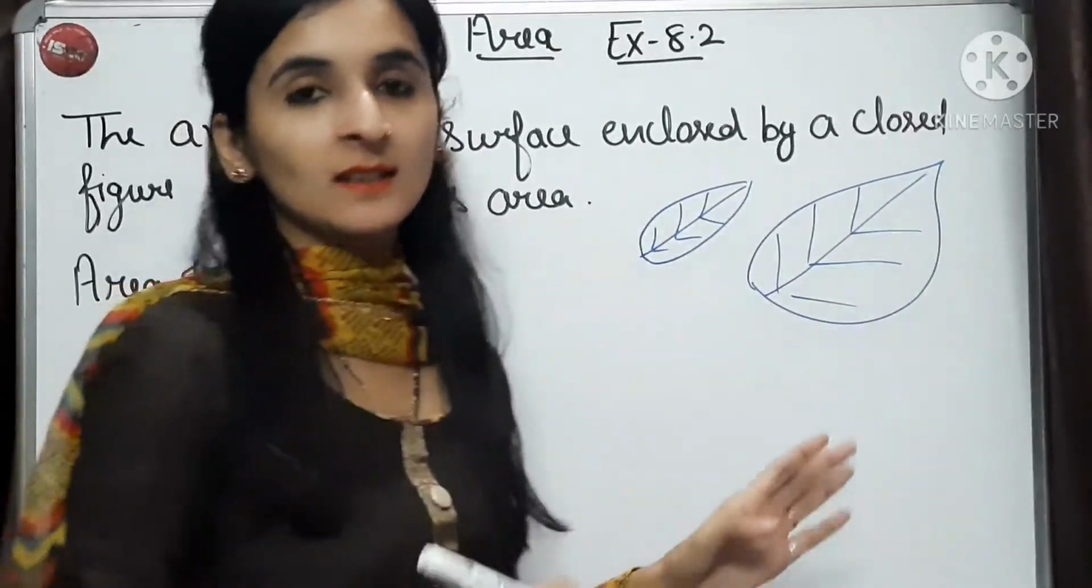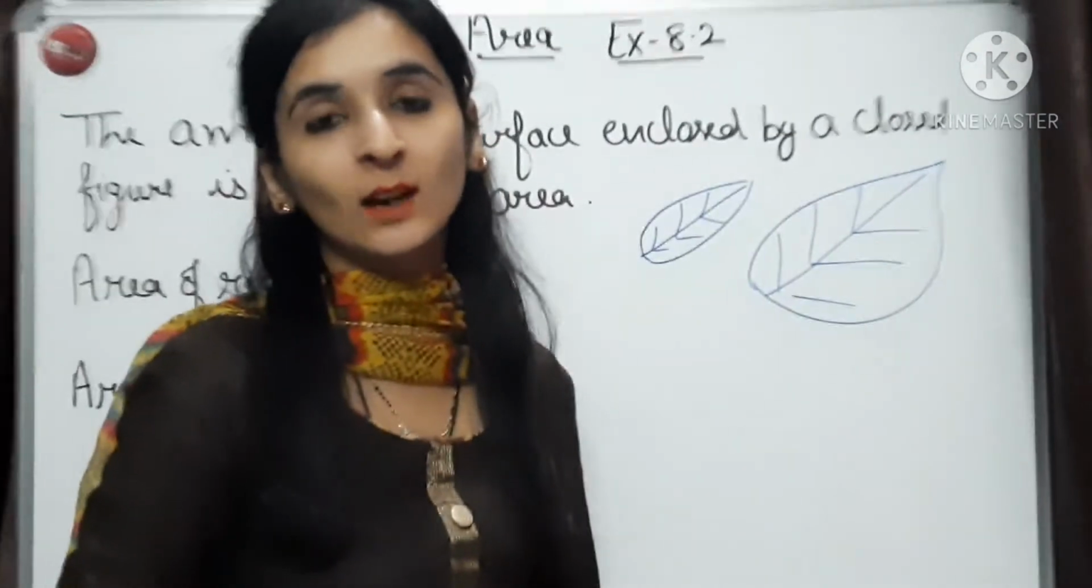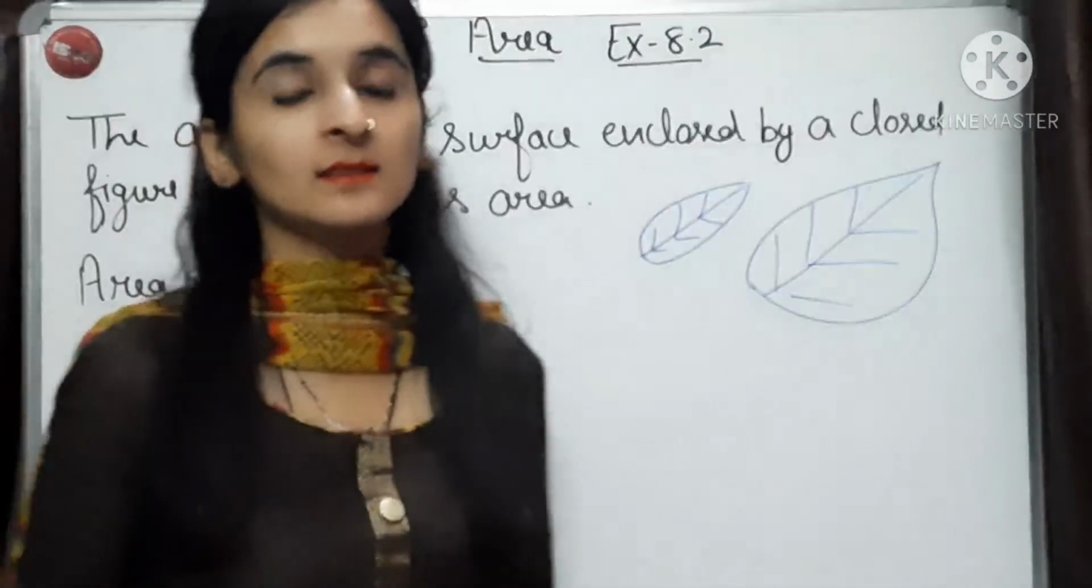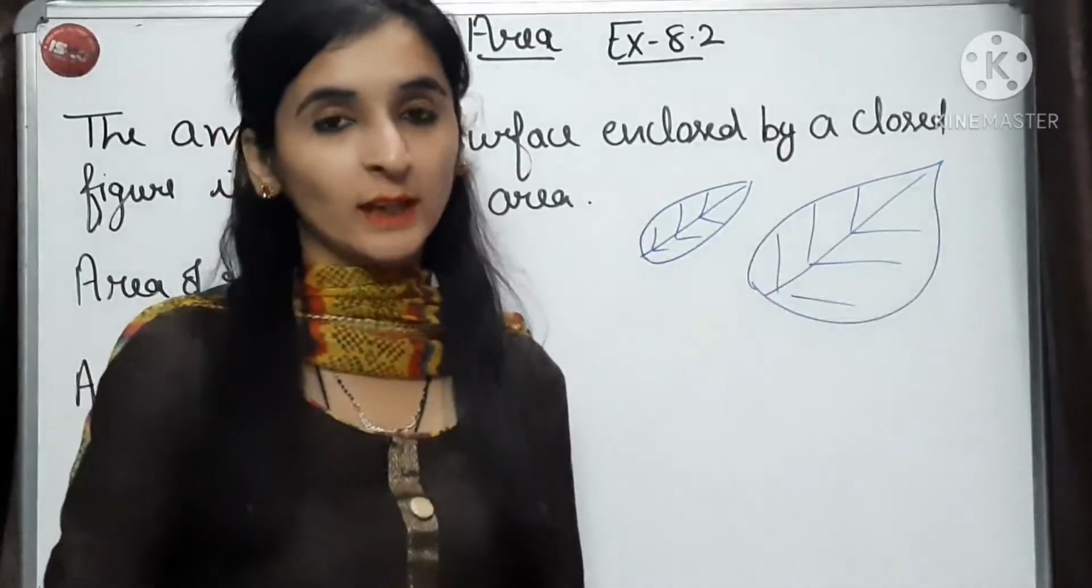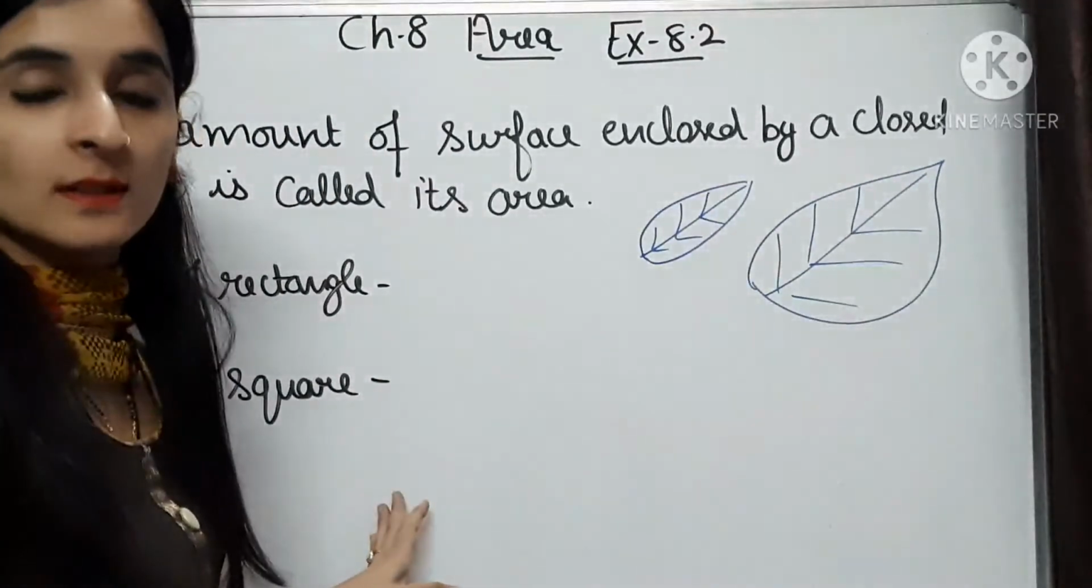ये leaves कितना space occupy कर रही हैं? So for finding that, we find the area of that particular shape. Okay. So here in this exercise 8.2, we are going to discuss about area of rectangle, area of square.